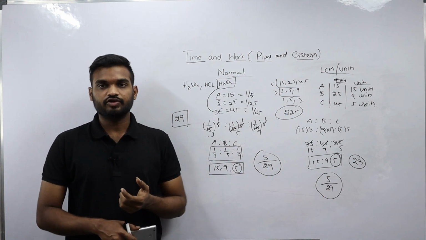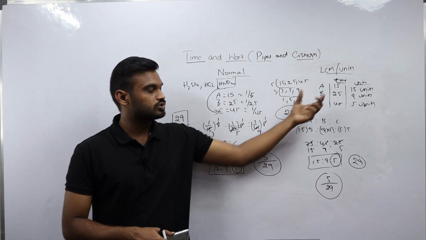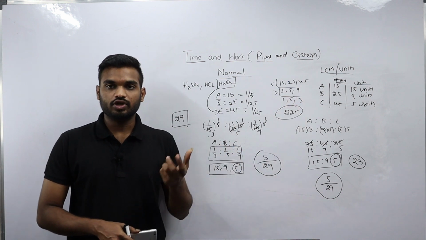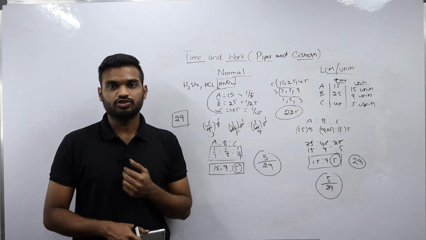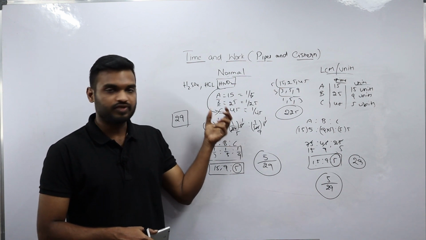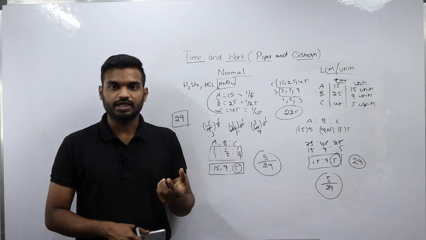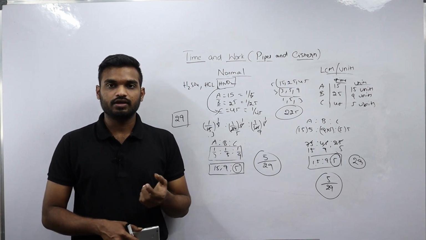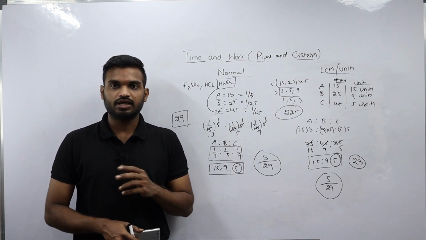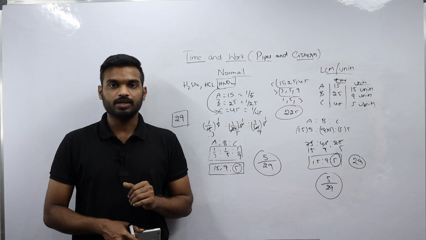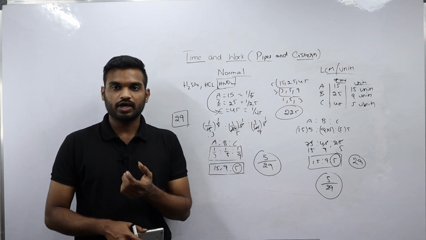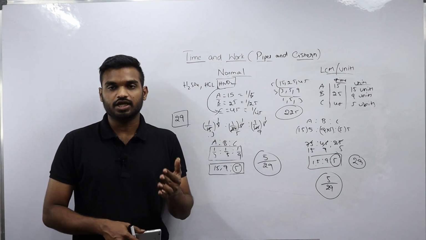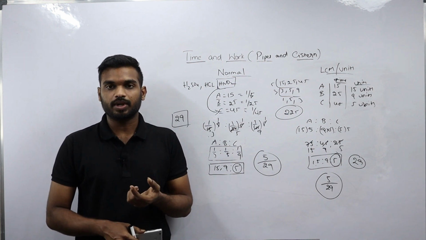And this is the way of solving the problems of pipes and cistern in the normal method and also the LCM or units method. The only difference between time and work and pipes and cistern is that in pipes and cistern, whenever there is a removing work or emptying the tank, we keep a negative symbol for that particular tap. The remaining methods are all the same. So if you are able to find out which is emptying and which is removing the work, you can solve the problems very simply.